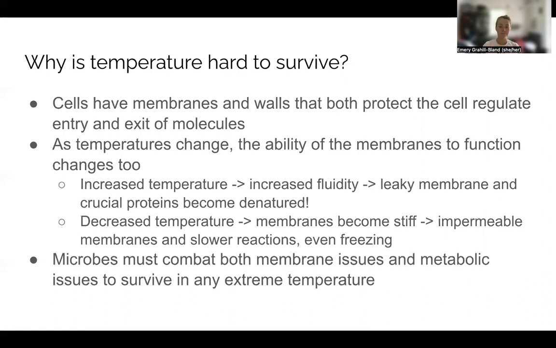When you decrease the temperature, the membranes do the opposite. They become stiff and really rigid. And they have slower reactions that can make it hard for a cell to get nutrients. And a cell can even fully freeze solid. So microbes must combat both membrane issues and metabolic issues to survive in any extreme temperature. They must be able to maintain a shape and a structure, but also maintain this ability to bring in nutrients and put out waste.